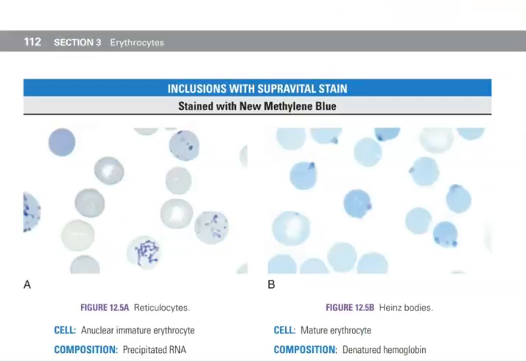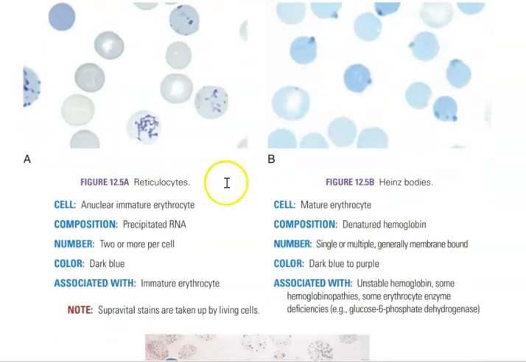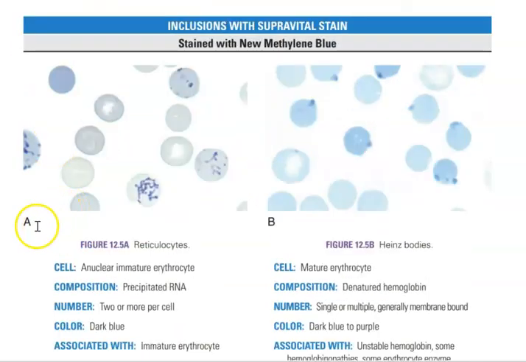On page 112, let's look at some inclusions that are in your supravital stains. All the slides that we've looked at previously have been stained with a Wright stain, and that's the stain that we normally use in hematology, but we can also use a supravital stain. So these have been stained with new methylene blue, which is a supravital stain. So let's look at figure A here. In figure A, we're looking at reticulocytes.